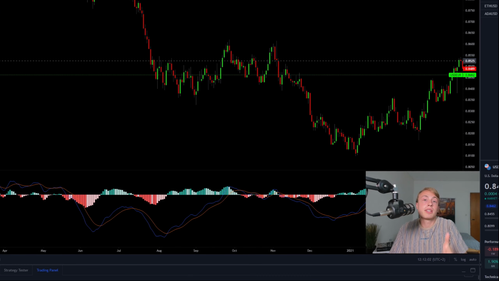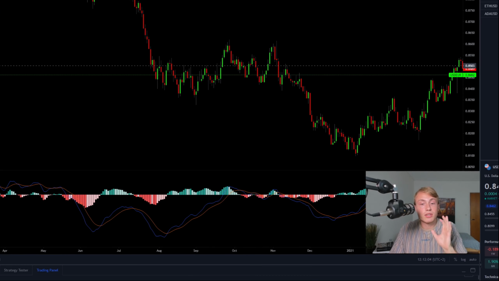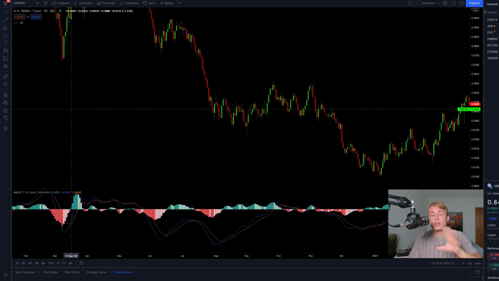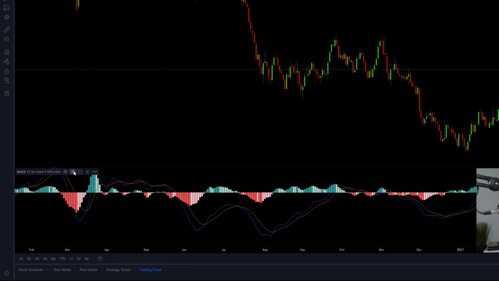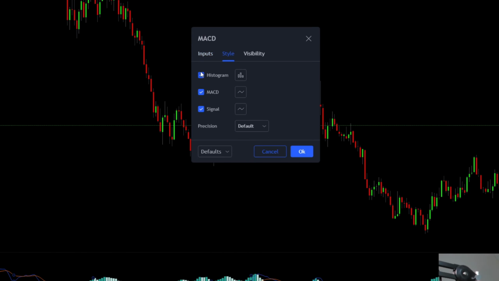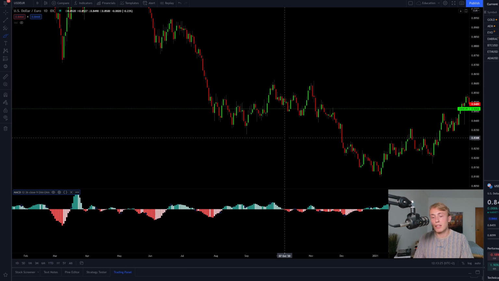Another way to use the MACD is to use divergences. When using divergences, I prefer to only look at the histograms. So if you want to customize your MACD, you can go down here to the left, down left corner again. You click the settings right here. And if you go to style here, you can see that we have histogram, MACD line, and signal line. I usually have both of these unchecked and only look at the histograms, because the histograms actually give me pretty much all the information I need here.